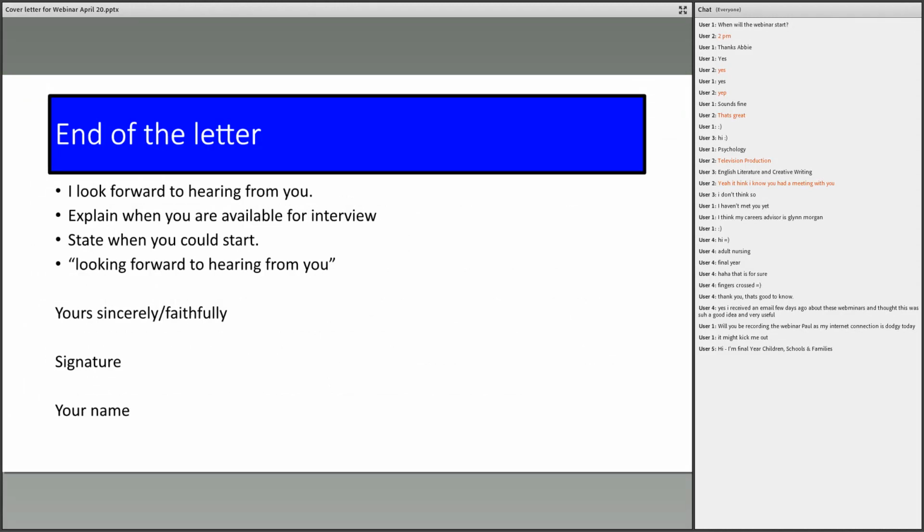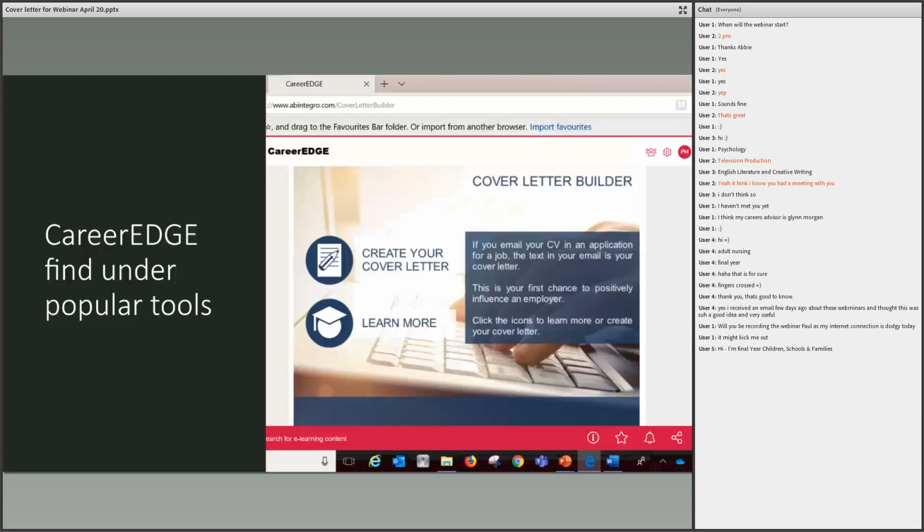Okay, end of the letter. I'm just being polite: I look forward to hearing from you. I'm available for interview. And again, be careful on that, because sometimes I've seen students in the past say I'm available for interview and they're on holiday, which is not a good thing. The same goes for when you should start: work out your holidays, if you've got any holiday this year, and then put it after your holidays. And last bit, looking forward to hearing from you. If you had a name at the beginning of the letter, you finish with yours sincerely. If you didn't have a name, it's Dear Sir or Madam, you finish with yours faithfully.